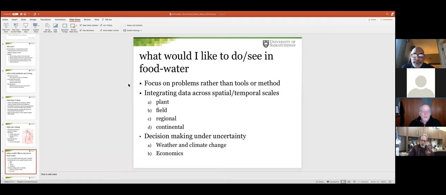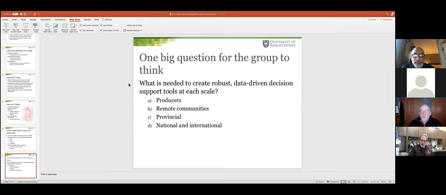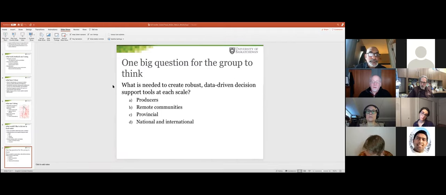decision support tools. And I think that one of the best things that we could do as a group across campus is focus on things that we can't do individually. And one of those things is to create robust data-driven decision support tools at every stage, at every scale. So producers may not be interested in what happens in Alberta. They're interested in their own fields. Remote communities, for instance, in the north, have a very limited food shed, and they need to be much more self-sufficient and focus on local resources.